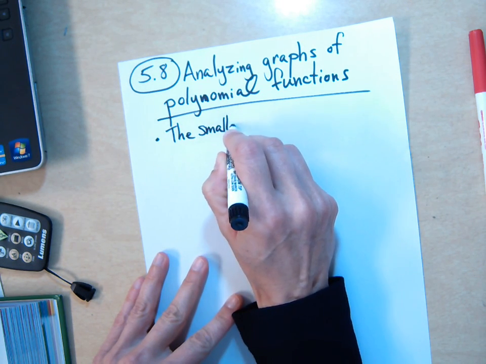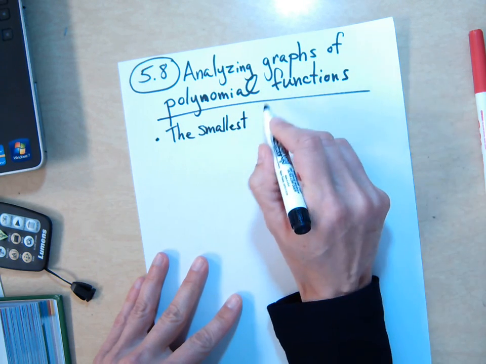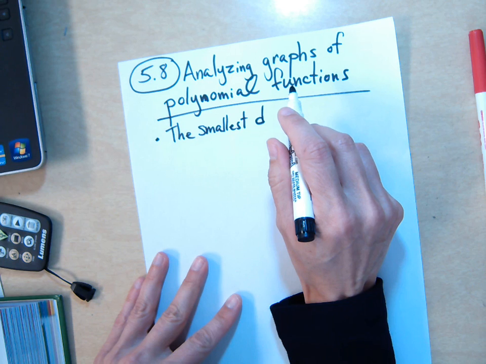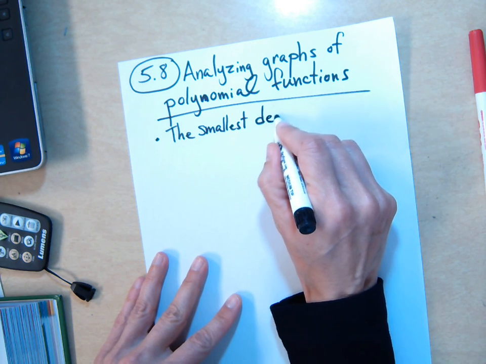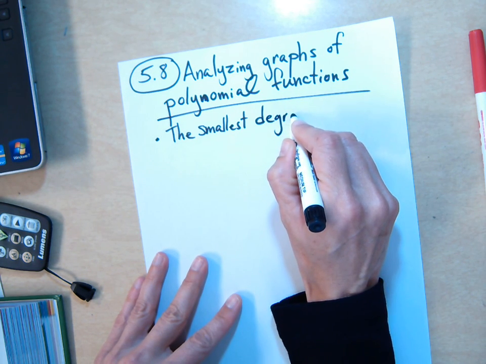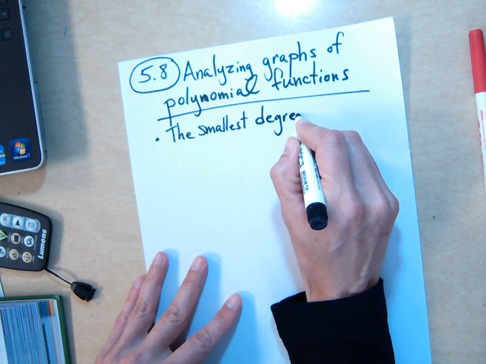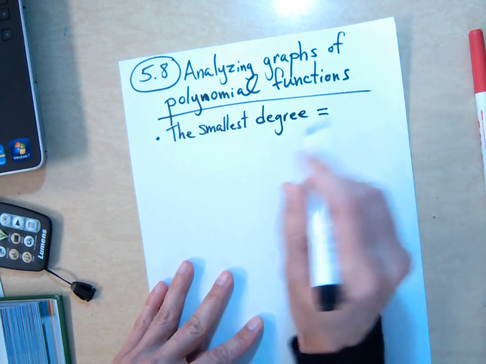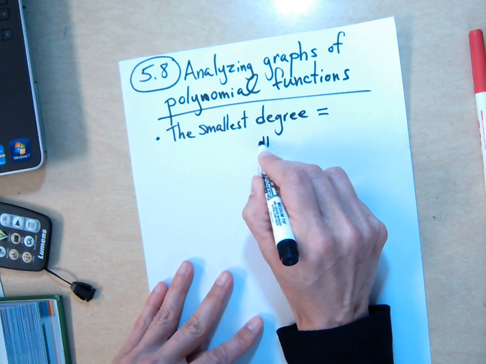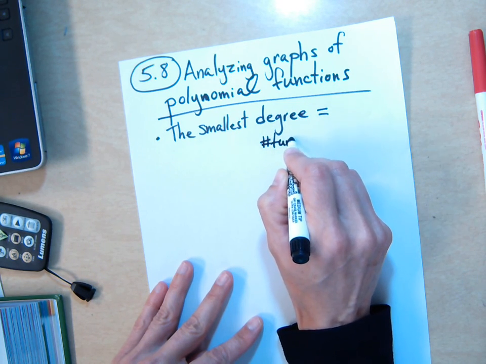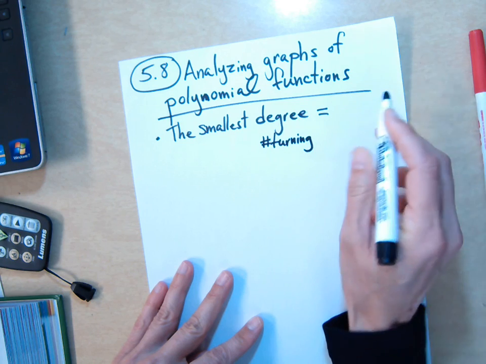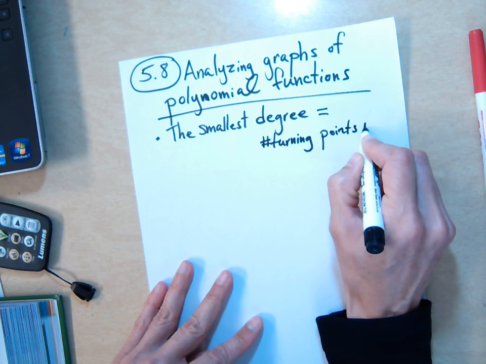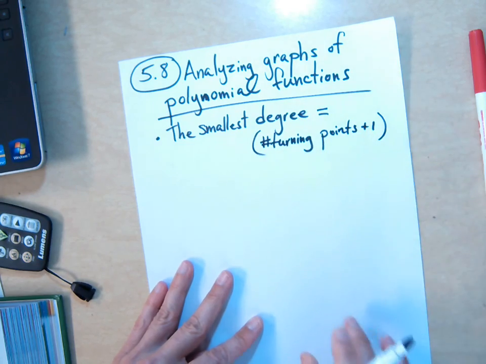and let's just review really quick, how do you find the degree of a polynomial? It is any exponent? The highest exponent, yep. So the smallest degree possible, if you're just looking at a graph, is equal to the number of turning points plus 1. I'm going to show you a couple of examples. Number of turning points plus 1. So it's equal to that.